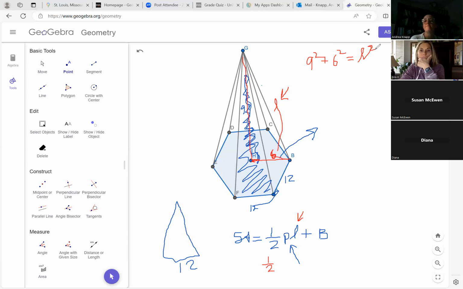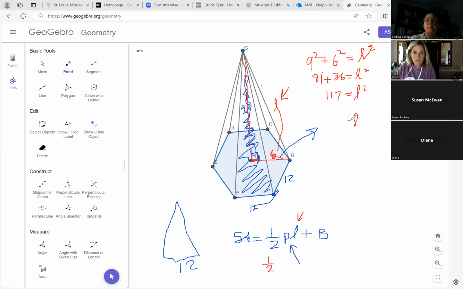81 plus 36, 117 equals x squared. So the square root of 117. I am getting root 117. Yeah, that's what I got. Square root of 117.